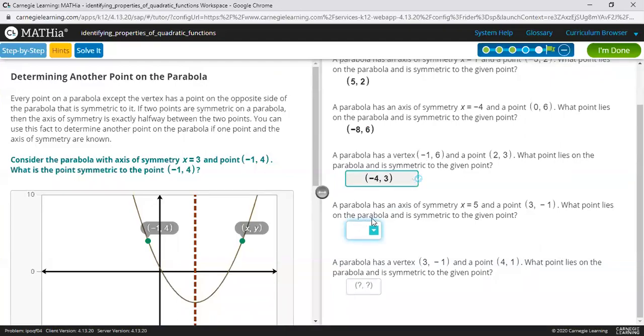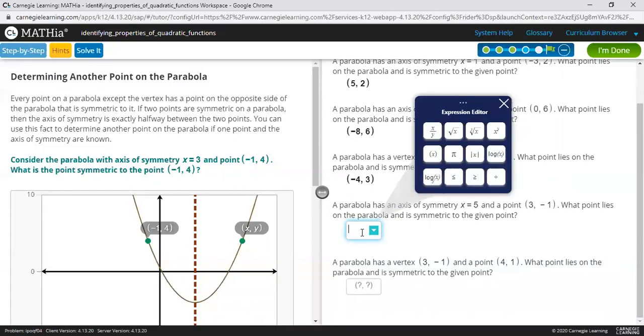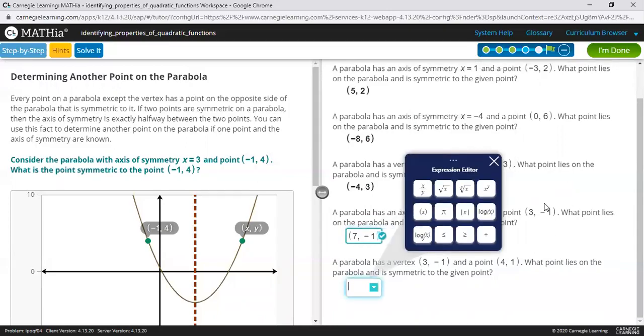All right, a parabola has an axis of symmetry of x equals 5 and a point (3, -1). So I am 2 units away from 5 on the left-hand side of it. So I need to go 2 units on the right-hand side of 5, which will bring me to 7. Here, I'm not actually given any multiple choice options, so I need to type that in. And my y value will still be -1 there.